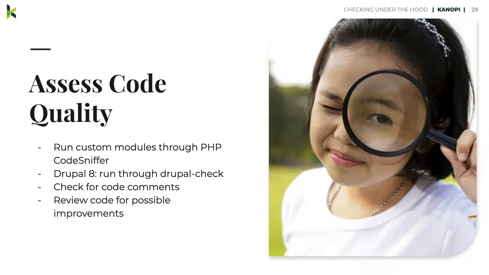One of the great things is that Drupal has some code sniffing standards, coding standards that we can run through and check to make sure that the same things we do for our custom modules are the same things we do for Drupal.org and the contributor modules. And additionally, one of the new things recently for Drupal 8, we're running modules through Drupal Check to see where they rank as far as upgrading to Drupal 9.